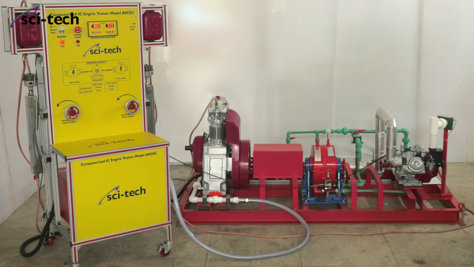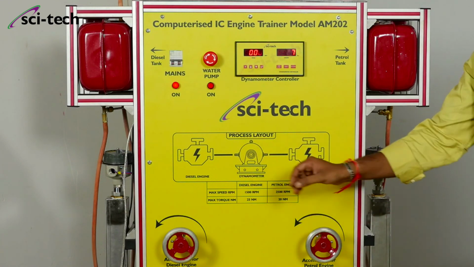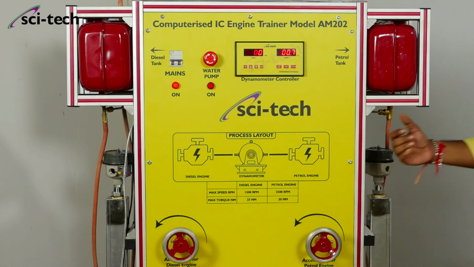Now let's come to the control unit. This is the computerized IC engine trainer's control panel. First we will start with the schematic of the unit. As you can see, the process layout. On the left hand side, we have the diesel engine, and on the right hand side, we have the petrol engine, and in the center, we have the dynamometer. These placements are similar on the engine unit.